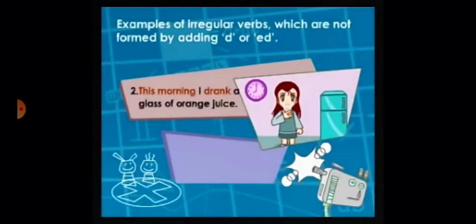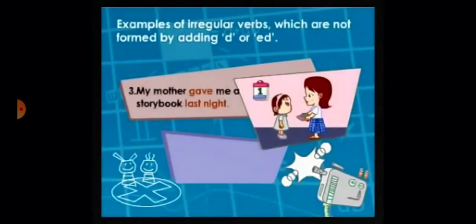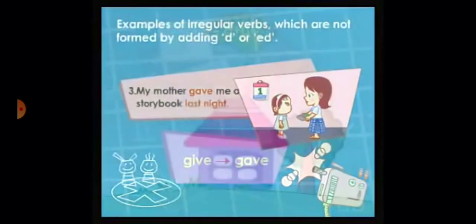This morning I drank a glass of orange juice. So drink will become drank. Is drink correct? No, drink is very wrong. We convert the drink verb into simple past tense by adding drank. Okay, by converting it into drank, not adding d or ed. My mother gave me a storybook last night. Give will become gave, not gived.